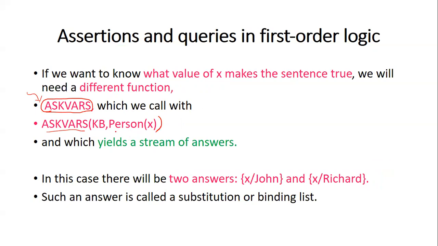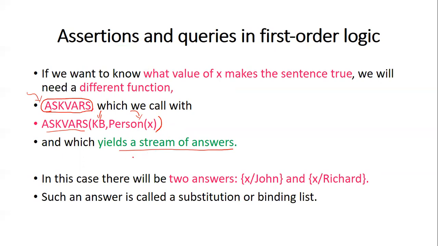So if you are asking the knowledge base, is there somebody who is a person? Is there some x who is a person in the knowledge base? If you use ask vars, it will not return true or false as an answer. Rather, it will give a stream of answers. It will return all those x who are persons.